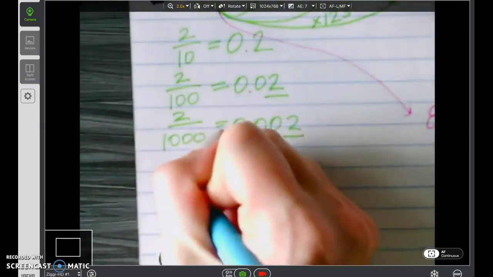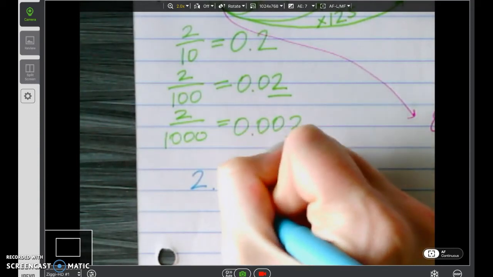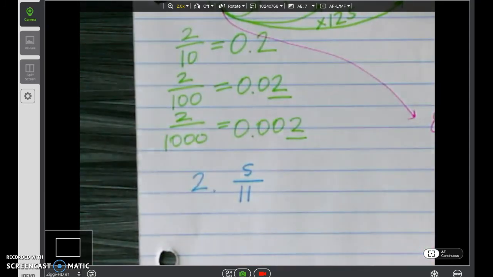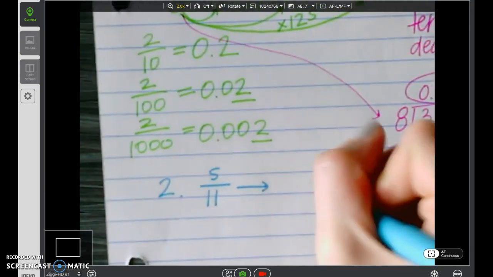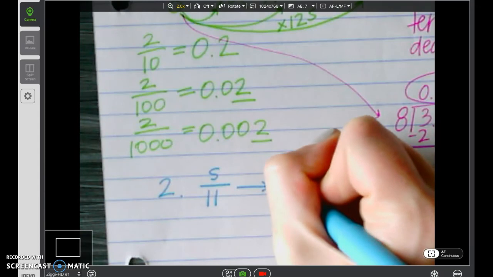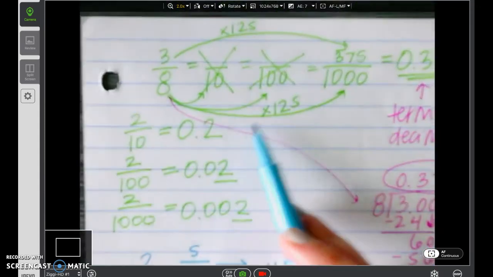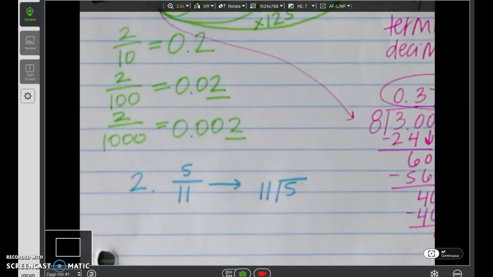Second example is if I have the fraction 5 over 11. When I think about the number 11, I know that that is not going to be able to scale up to 10, 100, or 1,000. So the only strategy that I'm going to have here is to divide. And we're going to talk about in class different strategies besides dividing and scaling up to 10, 100, or 1,000 that we can use to change it to a decimal. But just for this episode, I'm going to show these two strategies.